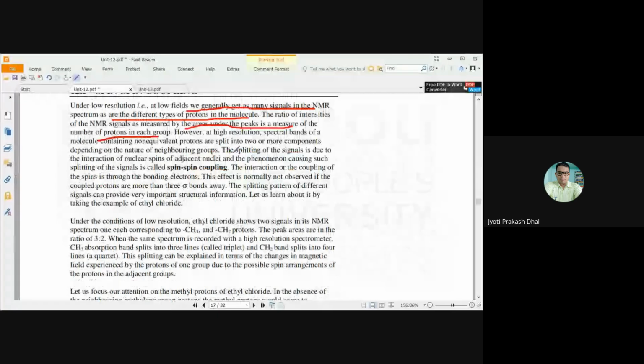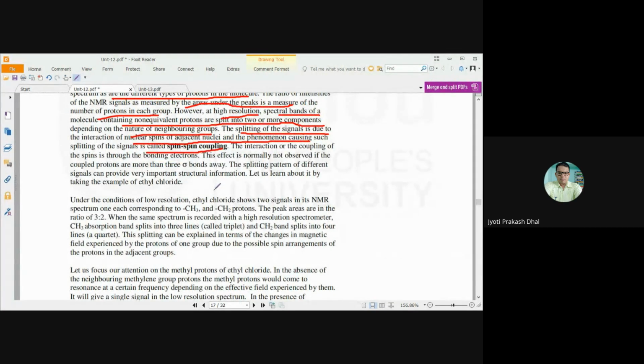However, at high resolution, the spectral bands of a molecule containing non-equivalent protons are split into two or more components depending upon the nature of the neighboring group. The splitting of the signal is due to interaction of the nuclear spins of the adjacent nuclei, and the phenomenon causing this type of signal is called spin-spin coupling. The interaction or coupling of the spins is through the bonding electrons. This effect is normally not observed if the coupled protons are more than 3 sigma bonds away.